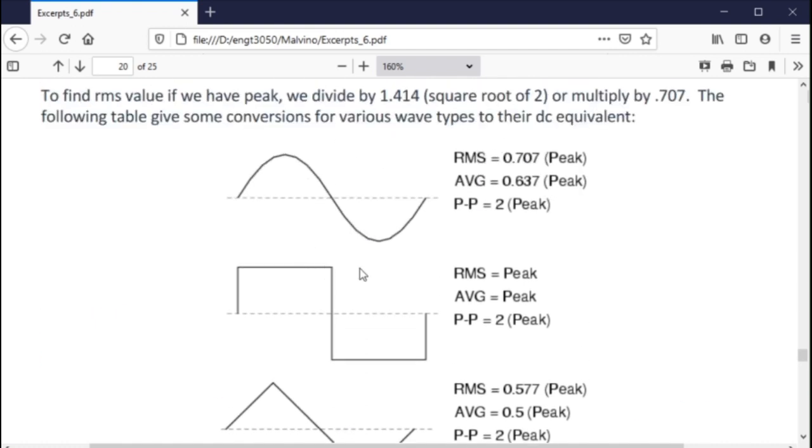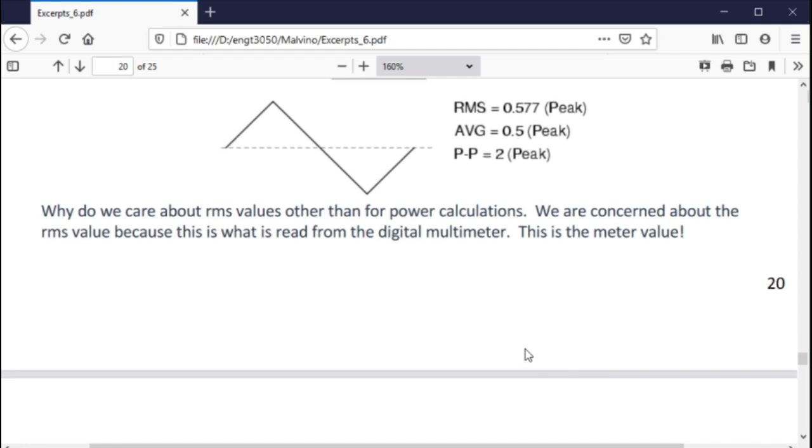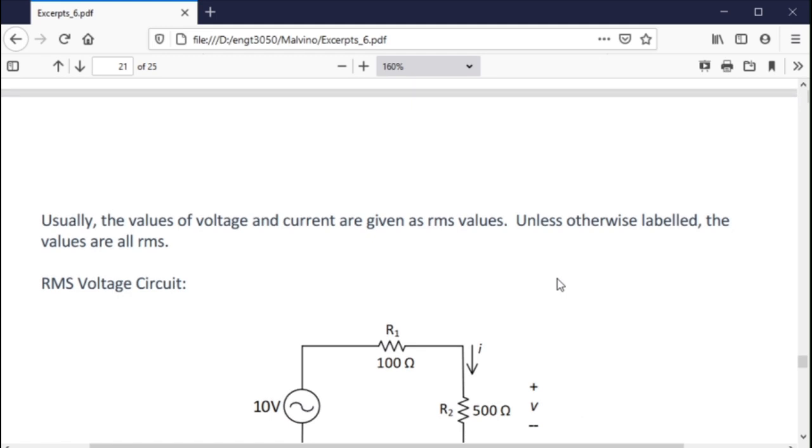Each of the various waveforms has an RMS, an average, and a peak. So a square wave has the RMS of the peak value, the average of the peak value, and the triangular wave has the RMS of 0.577 times peak and the average at 0.5. We care about RMS values for power calculations, and that's why that's very important. When you're reading a meter, what are you reading? You're reading the RMS value of an AC signal. So anytime you set the meter to AC, you're reading the RMS value, and that's what you would then use for calculating power.